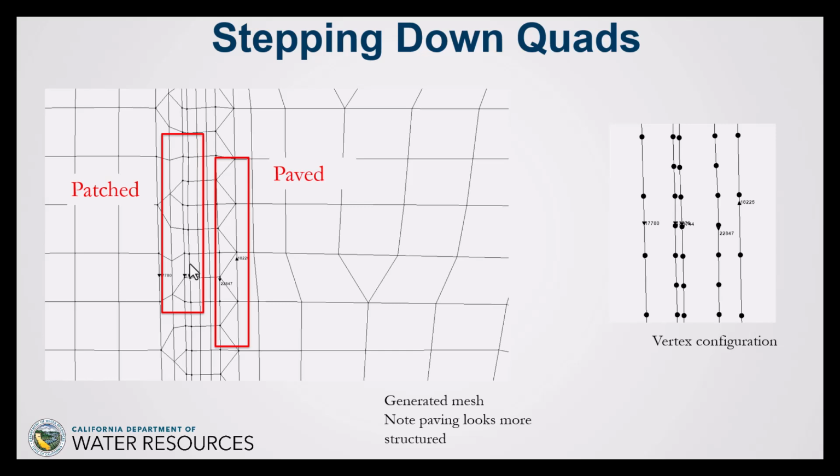If you're working with quads in an open water area, perhaps an open water area adjoined by a central channel that's higher res, you can use the stepping down of quads. The vertex configuration for that is shown over here on the right. You've got a step down from a finer resolution quad mesh to a halved resolution quad mesh. When you generate the grid from that, it looks like this over here on the left, with this interesting effect that I turned on paving over here and patching over here. Paving actually turns out to look more structured when you're doing this step down.